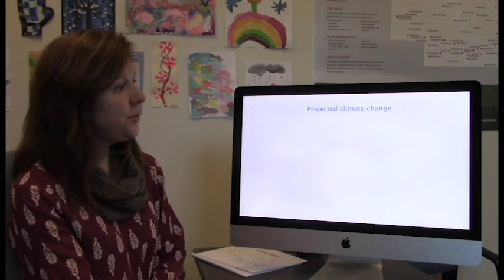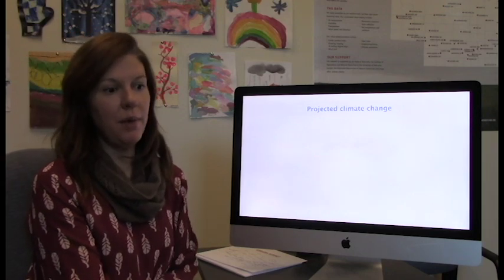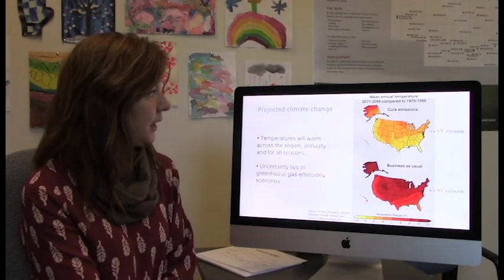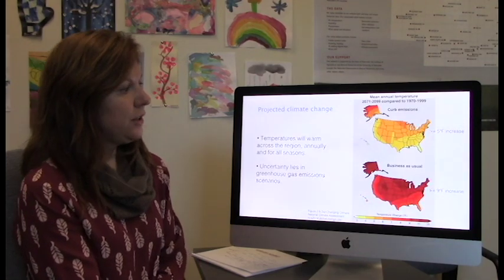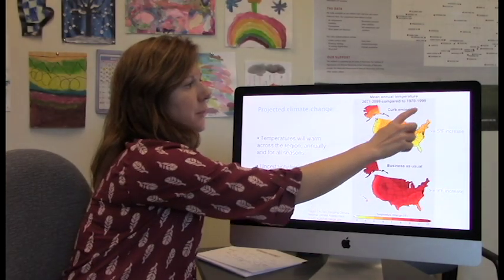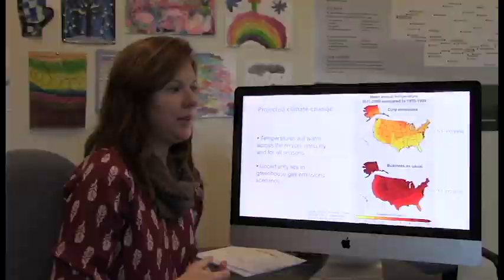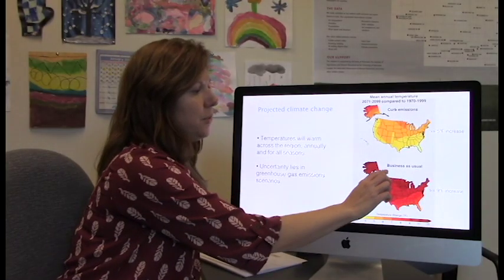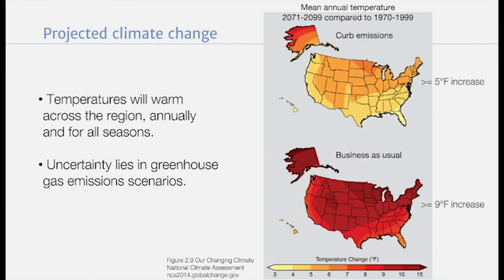Okay, so let's get into some projections. I talked about climate models and these different scenarios that are run, and I'm going to show two model scenarios. When it says curb emissions, that means we try to mitigate future increases of CO2 and other greenhouse gases. The business as usual scenario is that we don't. We keep on doing what we're doing. So there are two different scenarios given here.